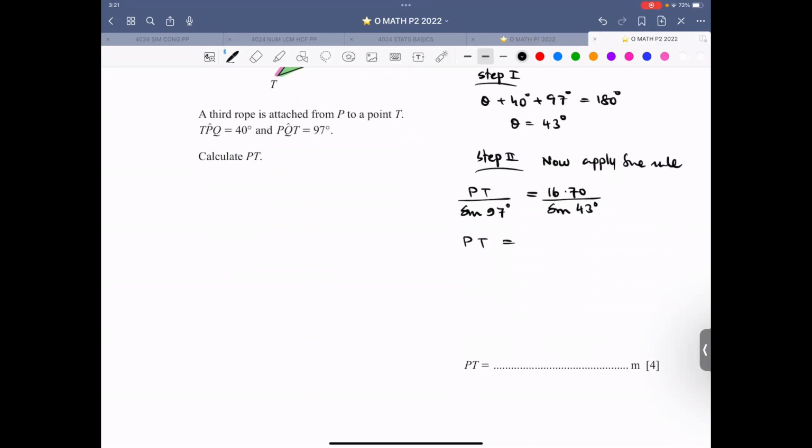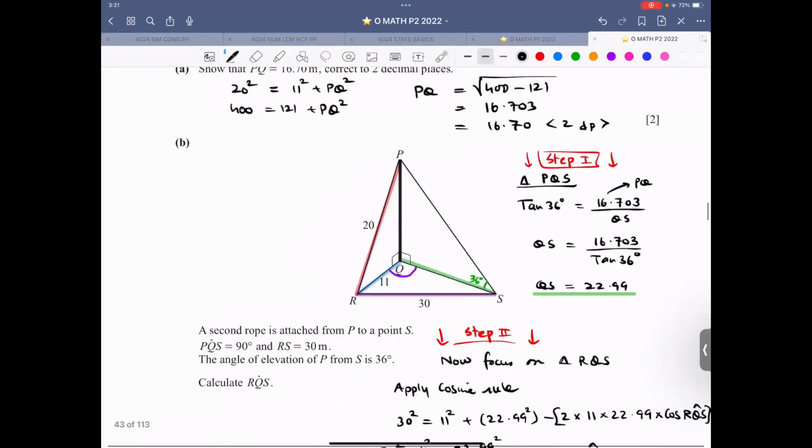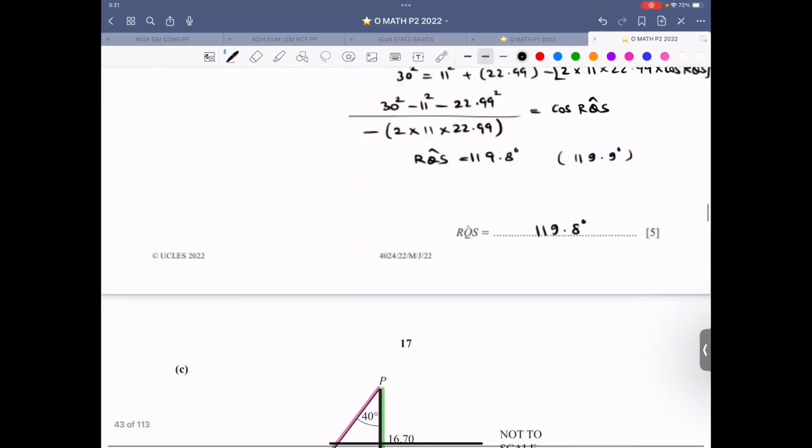PT is 16.7 into, use brackets, sine of 97 degrees divided by sine of 43 degrees. And then we get the answer as 24.3. This is rounded off to 3 significant figures. So that is how this particular question is completed.